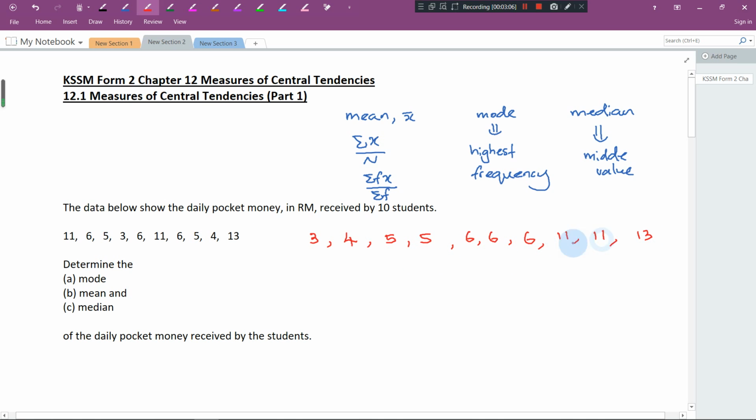Okay, let me double check if it's correct or not. I have 10 data over here: 1, 2, 3, 4, 5, 6, 7, 8, 9, 10. Okay, correct. So I have already arranged all this data nicely. Then I can start to determine the median. Okay, first let's go to mode first.